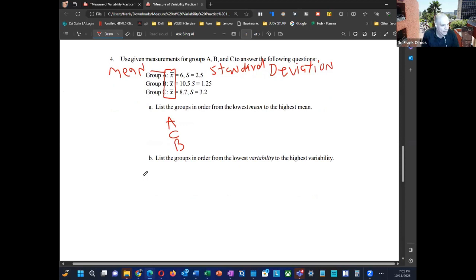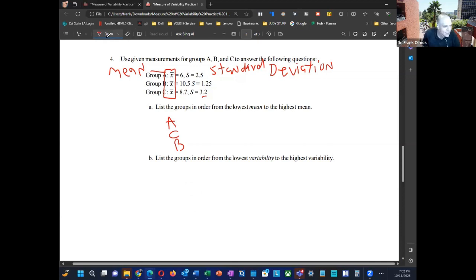So the standard deviation with the highest variability is group C, because 3.2 is higher. Then group A is the second highest, and group B is the lowest. And that spells CAB. I think I messed up. I'm so sorry. I did it on purpose. I wanted to make sure you're all paying attention. Apparently nobody corrected me, which tells me nobody's paying attention.